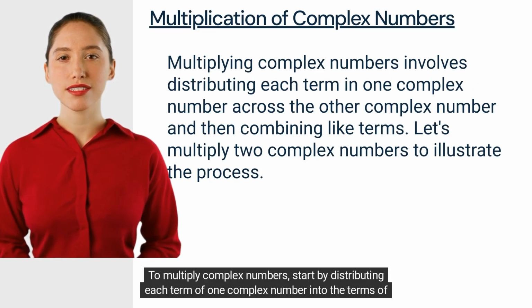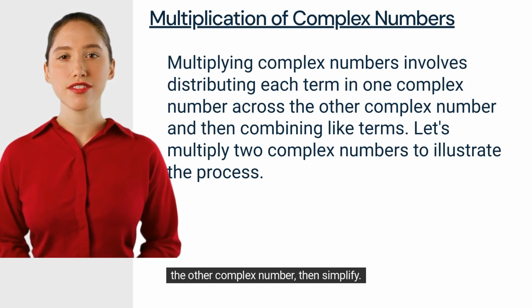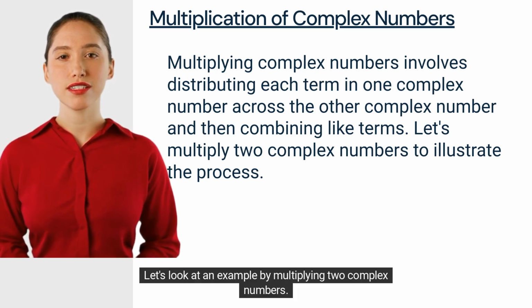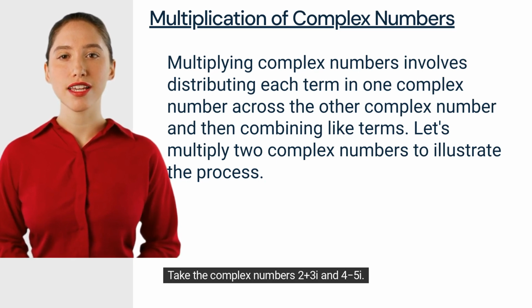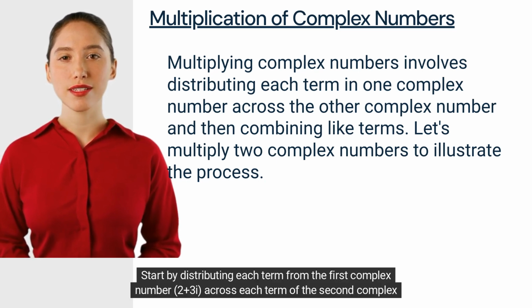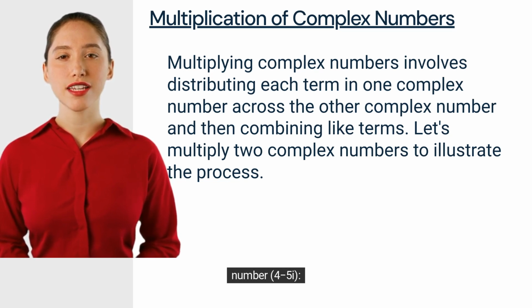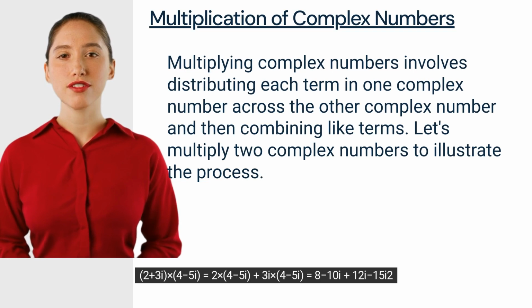To multiply complex numbers, start by distributing each term of one complex number into the terms of the other complex number, then simplify. Let's look at an example by multiplying two complex numbers. Take the complex numbers 2 + 3i and 4 - 5i. Start by distributing each term from the first complex number, 2 + 3i, across each term of the second complex number, 4 - 5i. (2 + 3i)(4 - 5i) = 2(4 - 5i) + 3i(4 - 5i) = 8 - 10i + 12i - 15i².